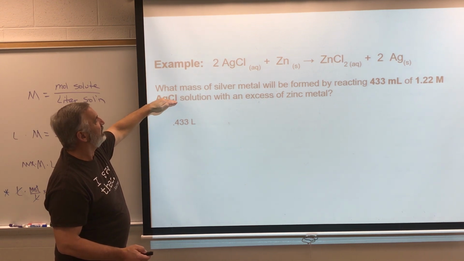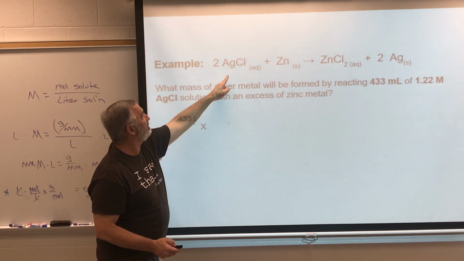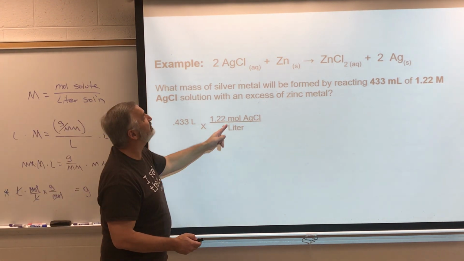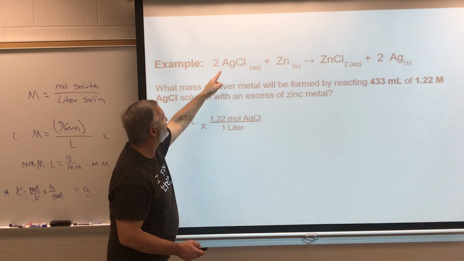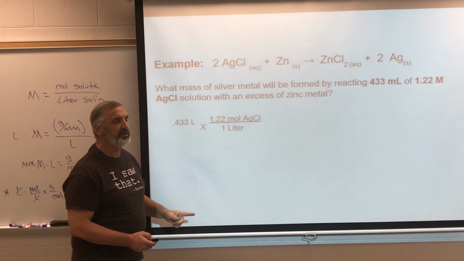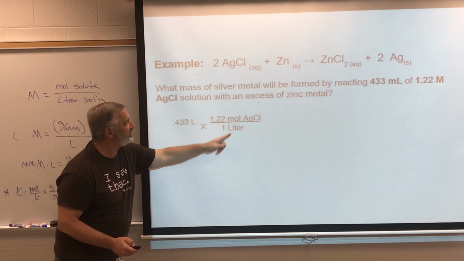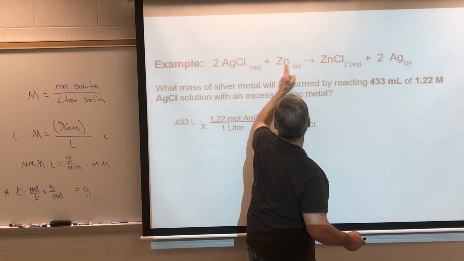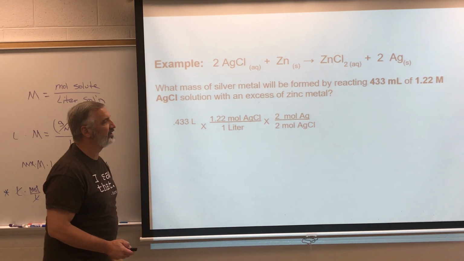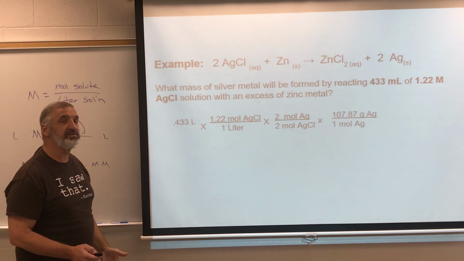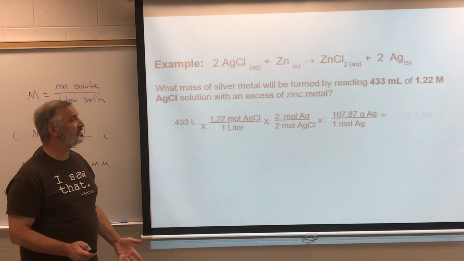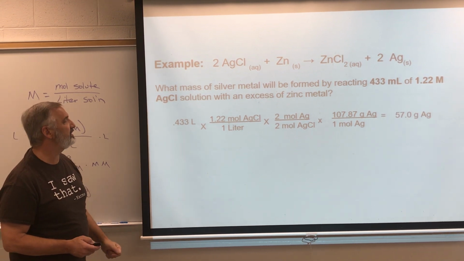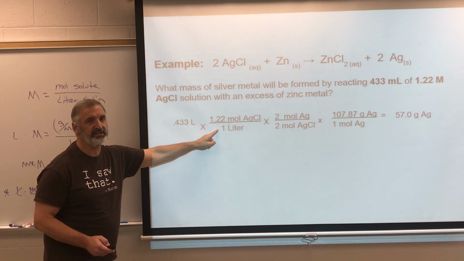Now, I have to use the given molarity of the silver chloride. Okay? So that gives me moles of silver chloride. Now I have to use my ratio, my unknown and my known. Again, it's a 2-to-2 ratio. And now I need to go to grams, so I'm just going to use the molar mass. Okay? So it's the exact same process as all of your other stoichiometry problems. We're just going to use the molarity as the conversion factor. Okay?